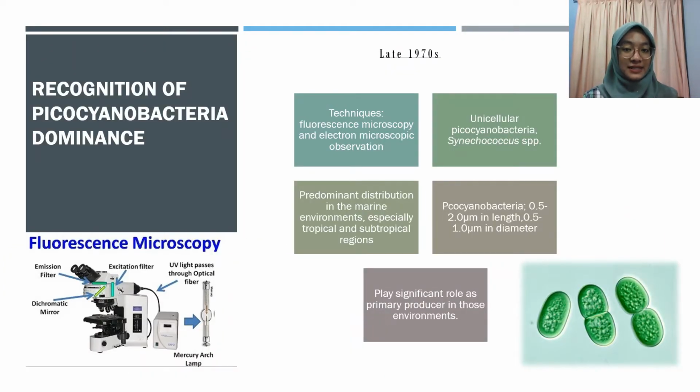In late 1970s, using the techniques of fluorescent microscopy and electron microscopy observation, they found a unicellular PICOCYANOBACTERIA named Synechococcus. This Synechococcus is predominantly distributed in the marine environments, especially tropical and subtropical regions. It is called PICOCYANOBACTERIA because of its small size. Its length ranges only between 0.5 to 2.0 micrometer, and its diameter between 0.5 to 1.0 micrometer. And this Synechococcus plays a significant role as primary producer in those environments.